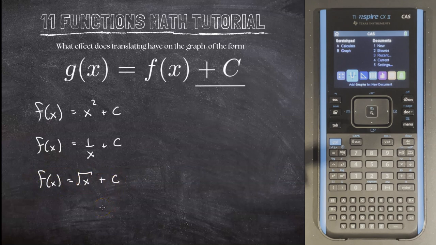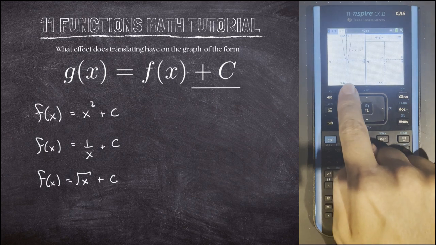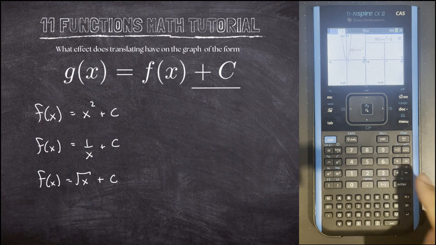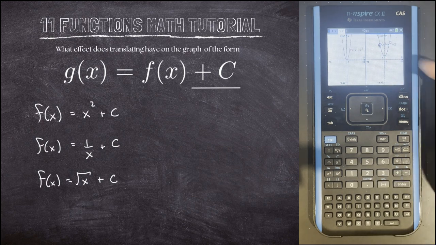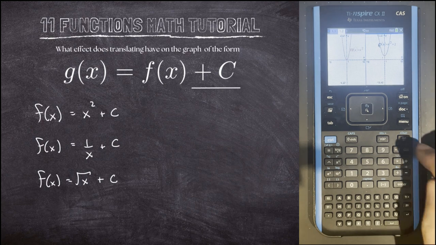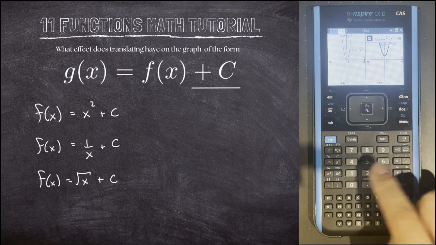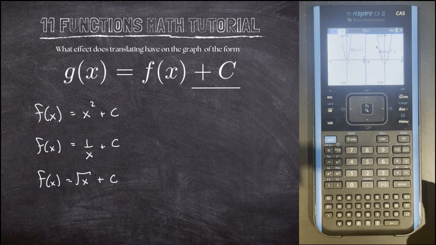Let's see what happens. All right, so here I have the graph x squared, and now if I were to take x squared and simply add 2, you can see the graph has been translated up 2 units. Well, what if I were to subtract 2? What would happen then? Here it gets translated down 2 units.